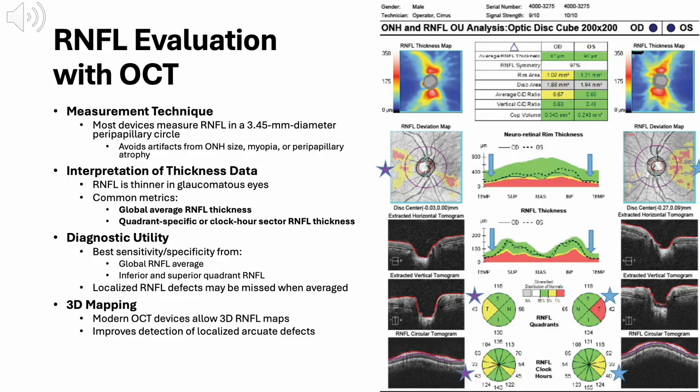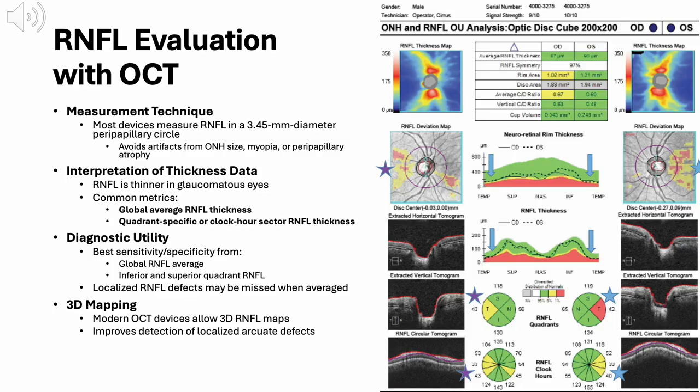The two most commonly used metrics are the global average RNFL thickness and sectoral values, like quadrants or clock hour segments. These give us a spatial sense of where nerve fiber loss may be occurring. In terms of diagnostic utility, the global RNFL average has the best sensitivity and specificity, particularly in combination with the inferior and superior quadrants. These are typically the first to show glaucomatous damage.